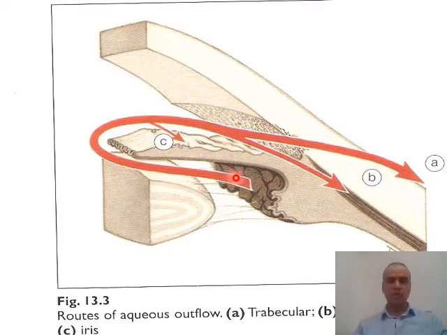Then the aqueous passes through the posterior chamber and then through the pupil into the anterior chamber and then to the angle of the anterior chamber. Also here, 80% passes through the trabecular meshwork into the systemic circulation, and still 10 to 20% passes through the anterior surface of the ciliary body, which is called the uveoscleral pathway, the non-conventional pathway, into the supraciliary space to be absorbed by the blood vessels of the ciliary body and the blood vessels of the sclera.